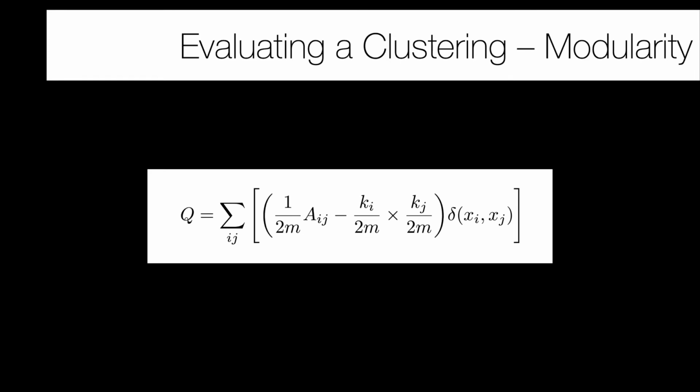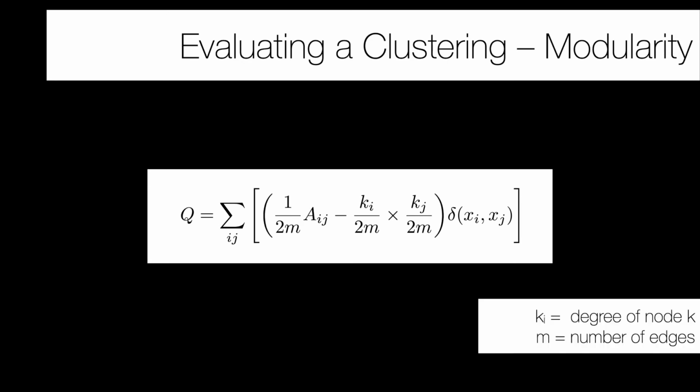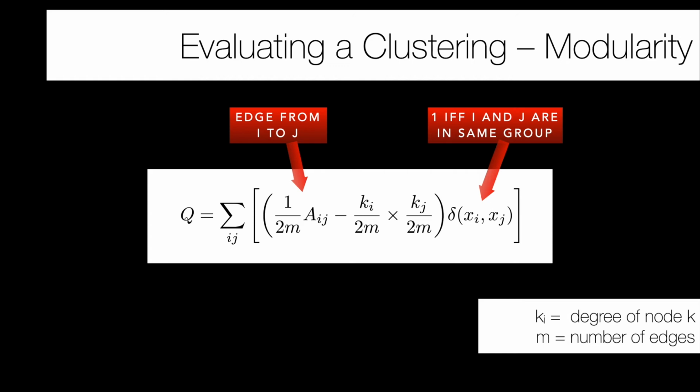But this is the general optimization characteristic for modularity, where we have this metric defined for the entire graph. We have factors k sub i, which is the degree of a given node k, and m is the number of edges in the entire graph. Then we can say we'll break this modularity question down into some delta that is 1 if and only if vertex or node x sub i and node x sub j exist in the same cluster or the same group, and it's 0 otherwise.